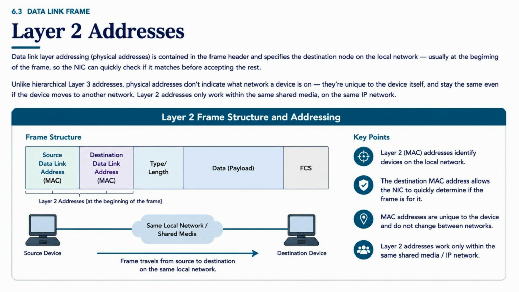Layer 2 addresses sit in the frame header, usually right at the front, so a NIC can check for a match quickly before processing the rest. Key contrast with Layer 3. Physical addresses are flat, not hierarchical. They don't indicate what network a device is on. They're tied to the device itself, and don't change if it moves networks. But Layer 2 addresses only work within the same shared local media.